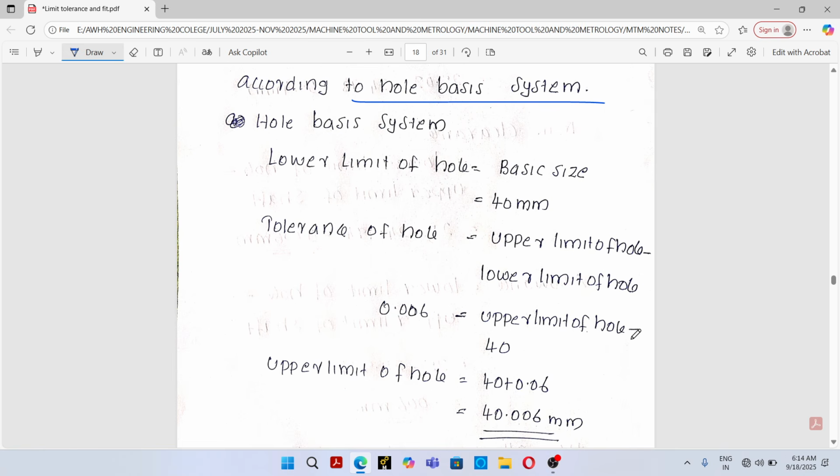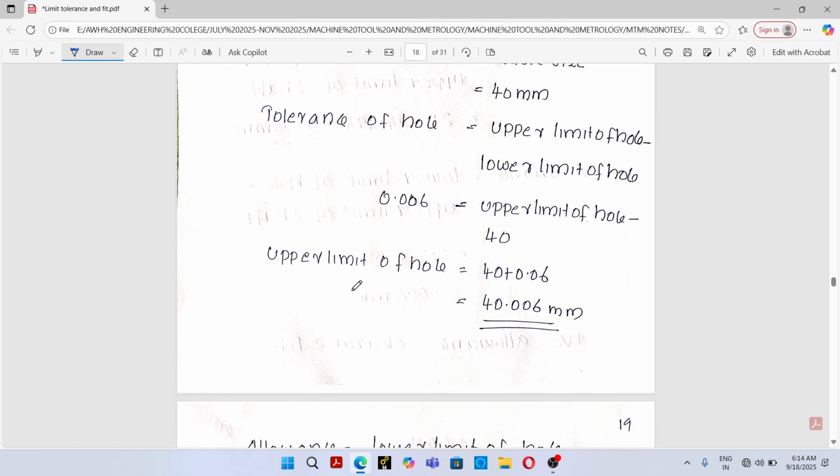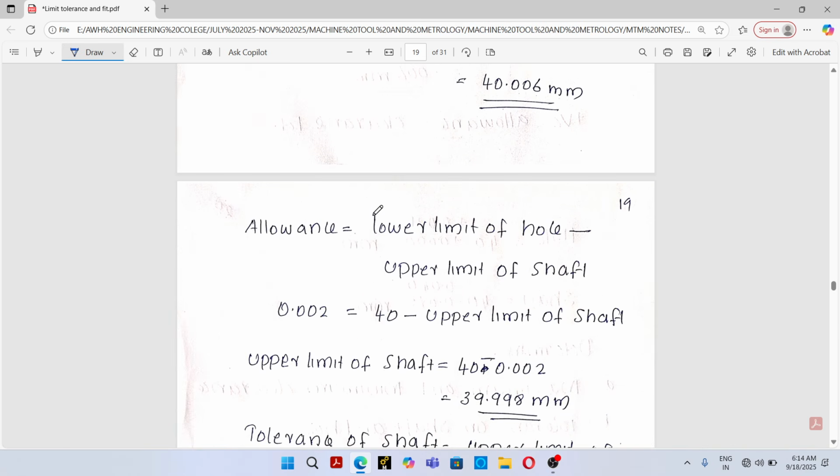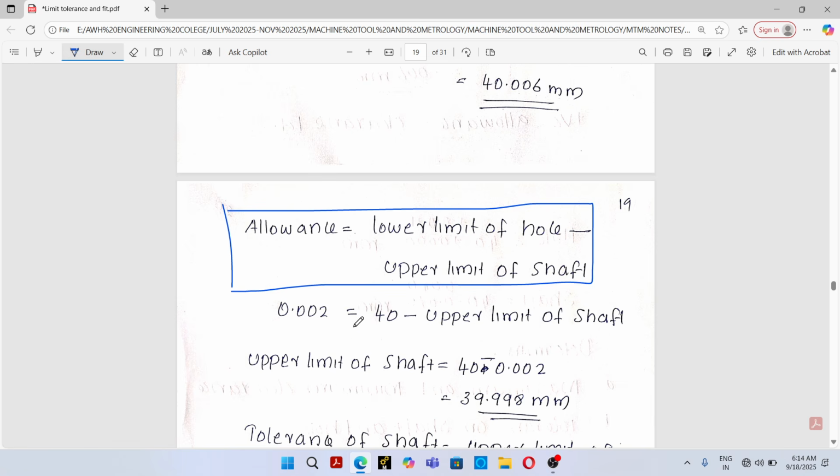Then upper limit of hole minus 40, that is, lower limit of hole is 40. So upper limit of hole is 40 plus 0.006, that is 40.006 mm. Then allowance is lower limit of hole minus upper limit of shaft. That's the definition of allowance. And allowance is provided here, that is 0.002. So 0.002 is equal to 40 minus upper limit of shaft.